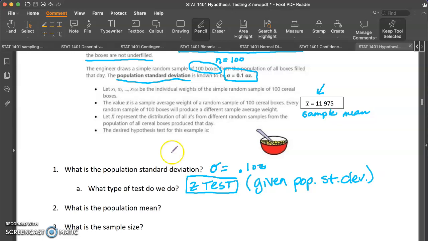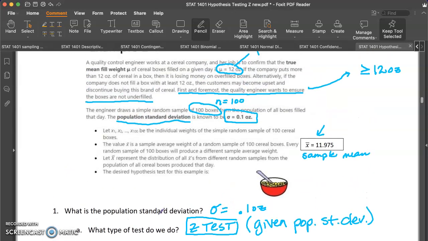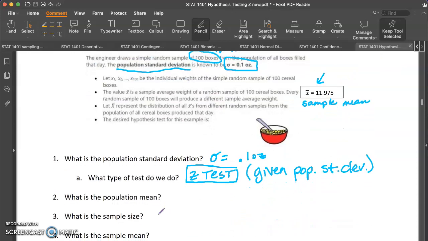What is the average of the population, or the population mean? And we've been told that the population mean is 12 ounces, and that is this symbol.